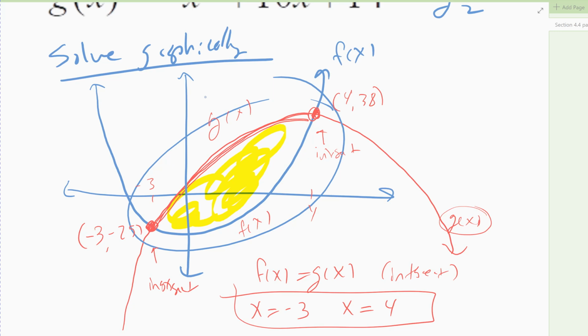All right, we'll stop there. The last thing from this is average values of a function.